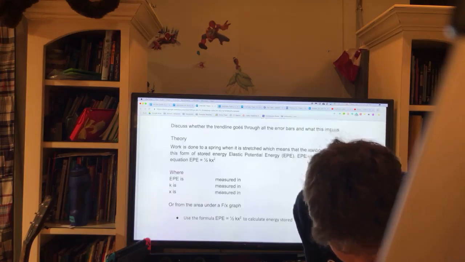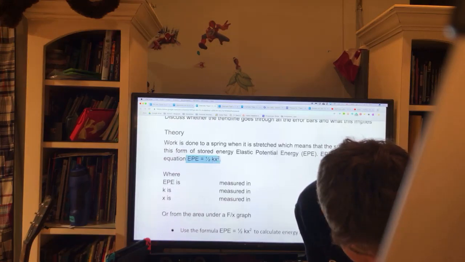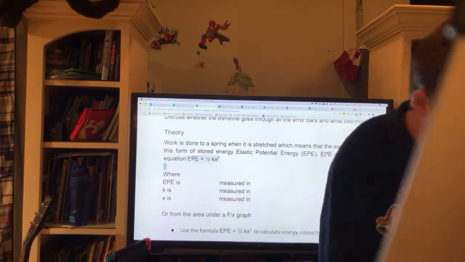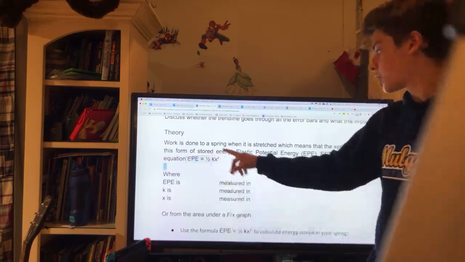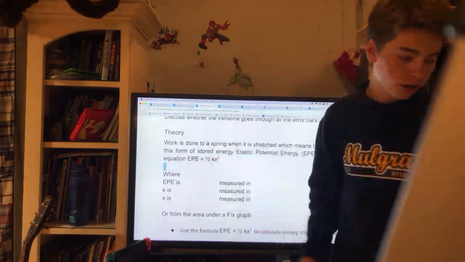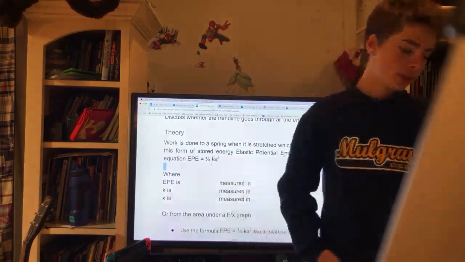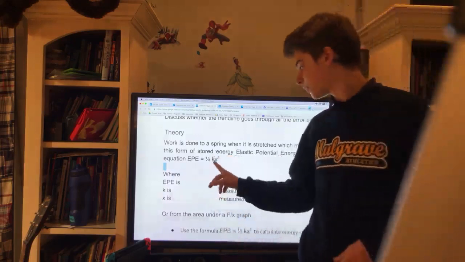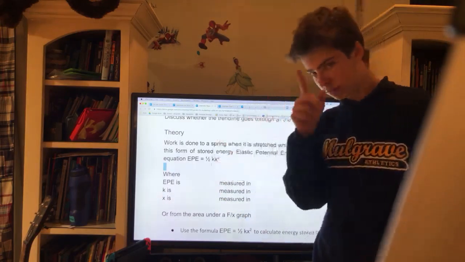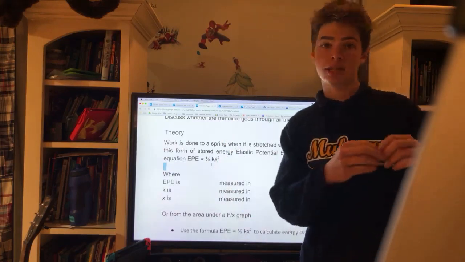So here's the equation right here. I'll bold it. Oh, no, never mind. I can't actually edit it. So it's elastic potential energy equals half kx squared. Okay, so what the hell do k and x mean? Very, very simple. K is the spring constant. X is the extension.